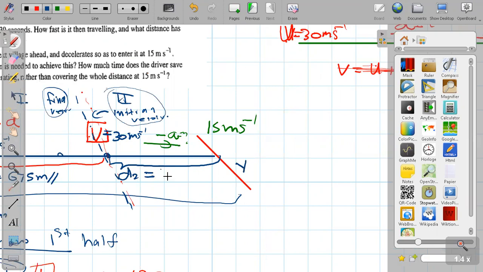From 900 subtract 675. It's like some 225 meters.